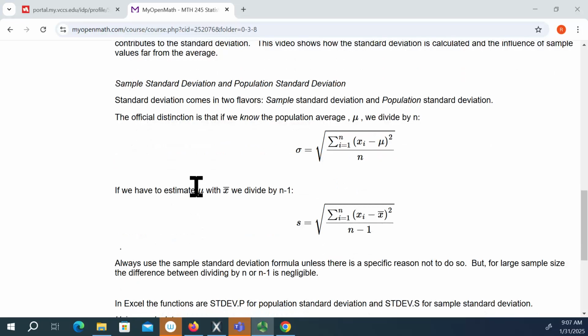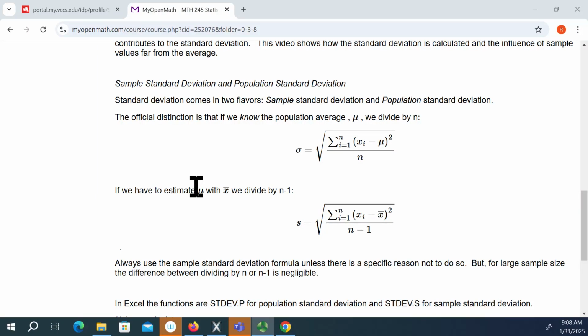This is the population standard deviation. It's got a divisor of n. This is the sample standard deviation. The divisor is n minus 1. Right. The difference is that for this, if you use this, you assume you know the population mean. Right? You're never going to know the population mean. So it's always the sample standard deviation.